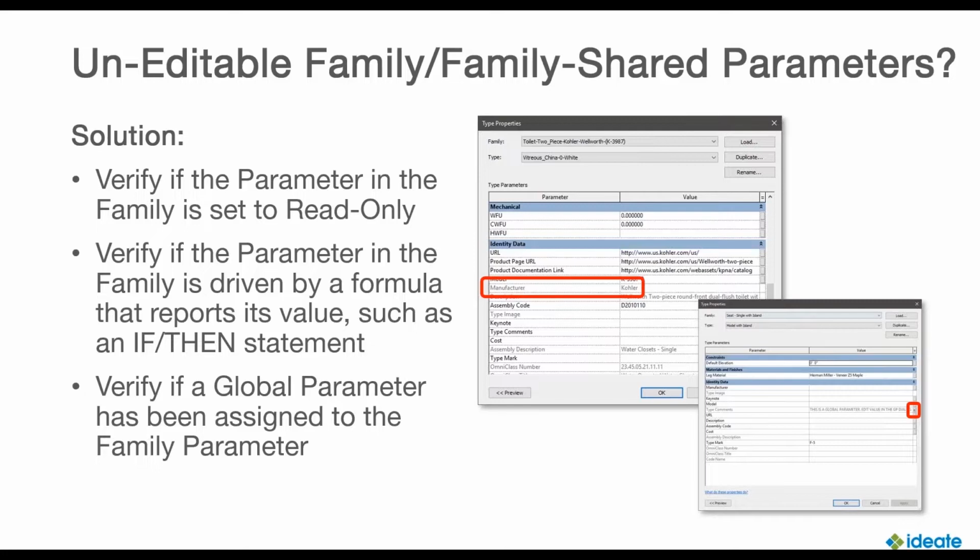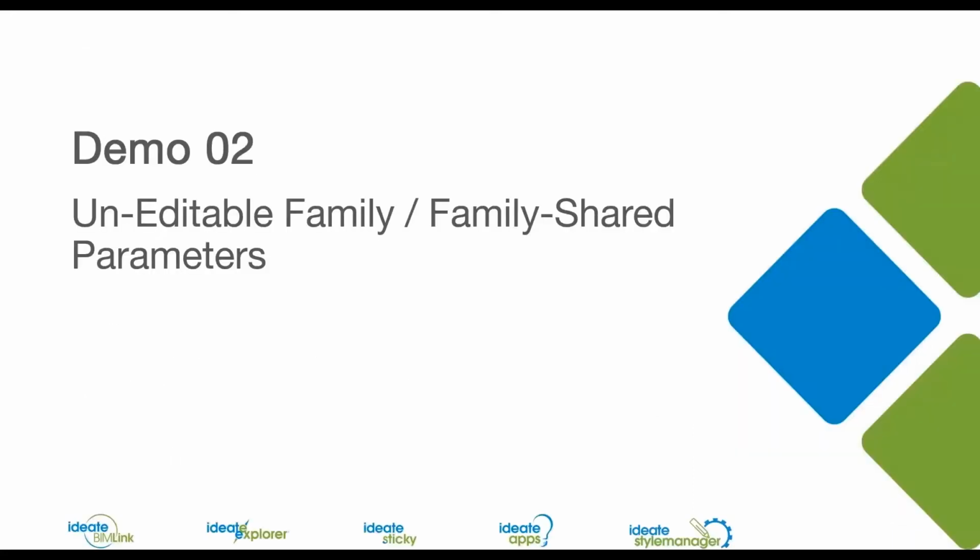Maybe every door to its adjacent wall shall have a minimum of 4 inches. But oops, now I changed my mind. I want to make it 6 inches. How do I move all my doors in one click of a button? That's where a global parameter can help out. So if you haven't played around with those, definitely take a look at global parameters. They are quite fun. So let's take a look at some of these examples over here in terms of uneditable family and family shared parameters, and take a look at how we can address some of these issues.